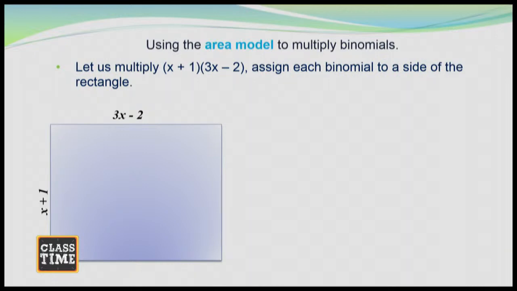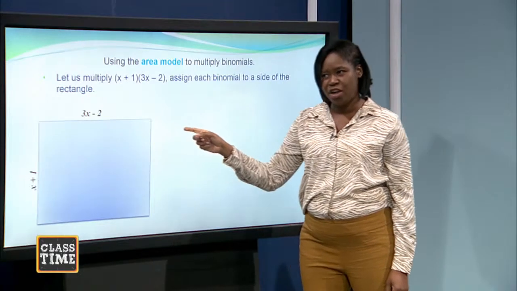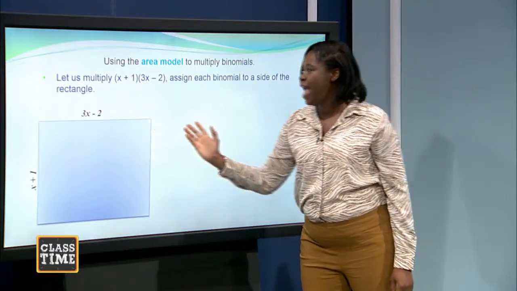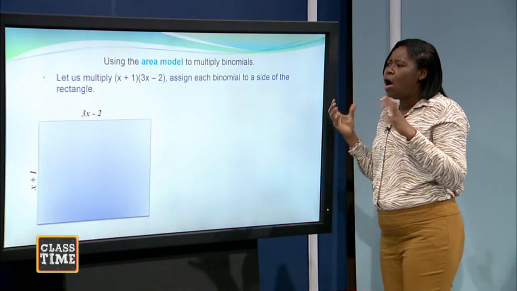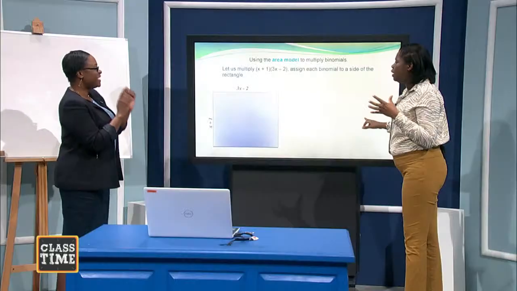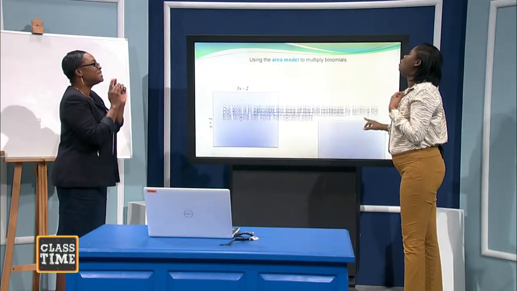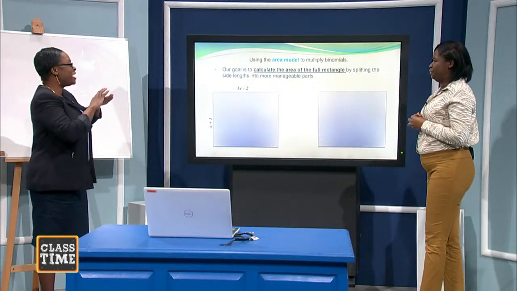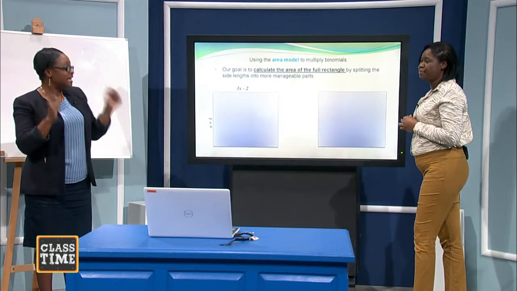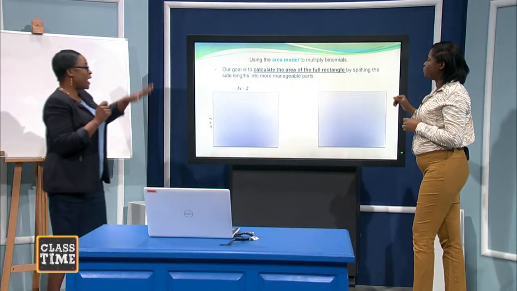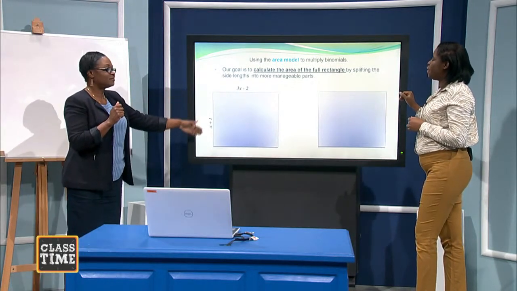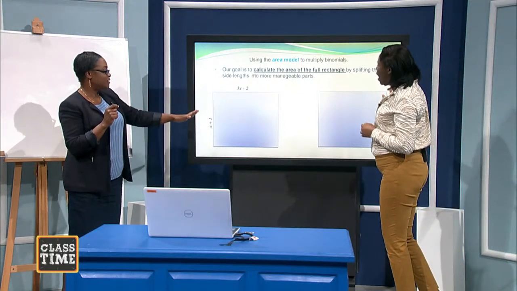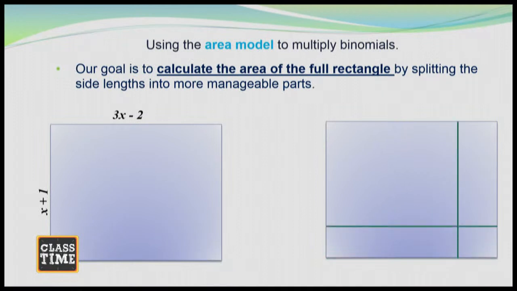I've noticed that you have assigned each binomial to a dimension. Exactly. So here we have our width and our length. But how are we going to do it? Think comfortable numbers. Remember, our goal is to calculate the area of the full rectangle. So, as we did before, we're going to split the length and split the width. We're going to split the terms into separate terms.